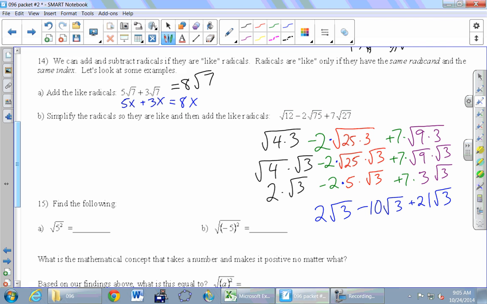And now finally, because as Sam points out by a coincidence here, they all are just radical 3s, we can smush them together. So you have 2 of them, and then you subtract 10 of them, and then you add 21 of them. So how many do we have altogether? I get 9. 9 radical 3.